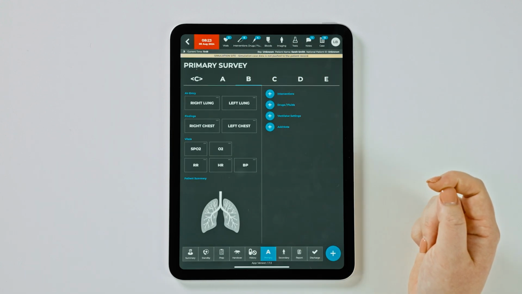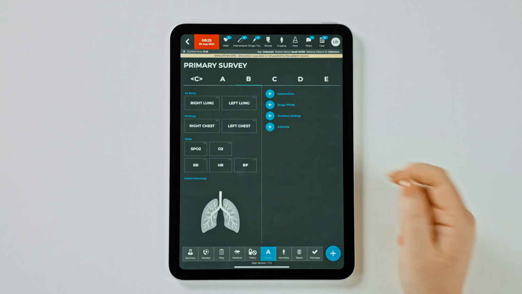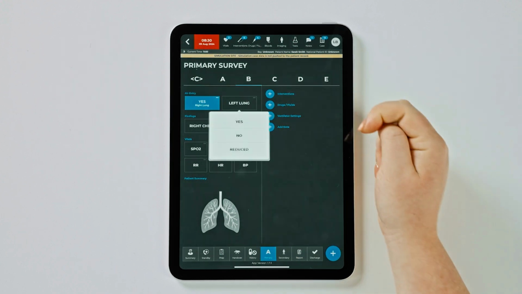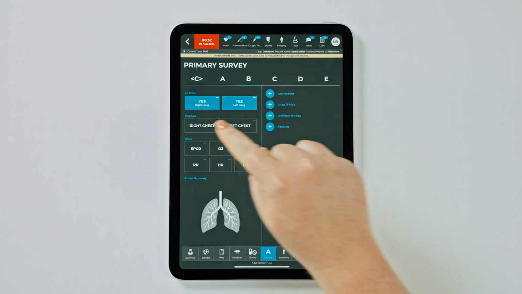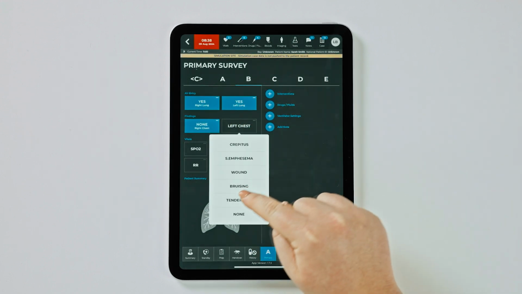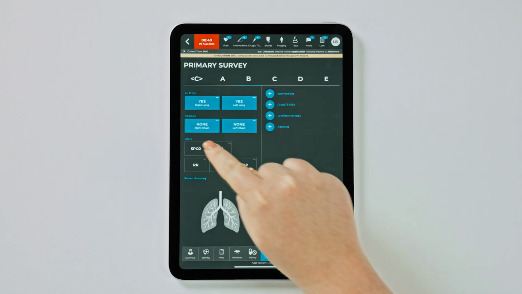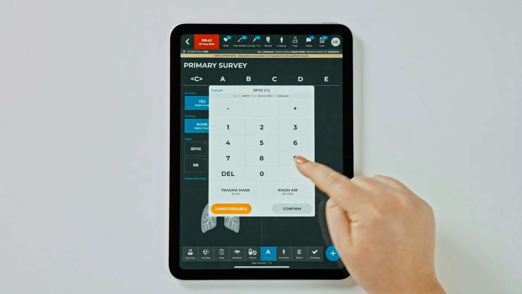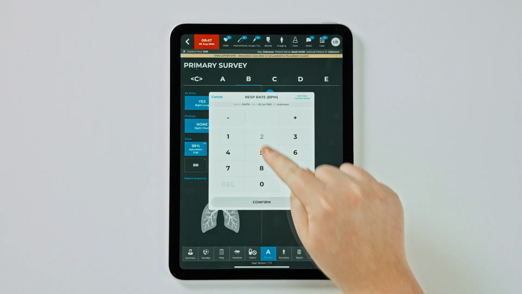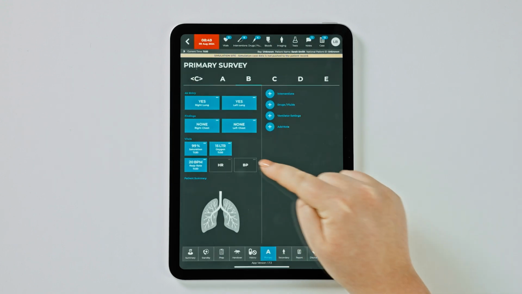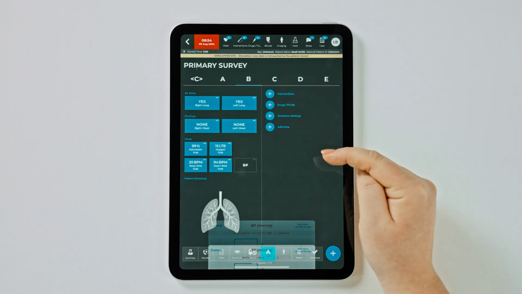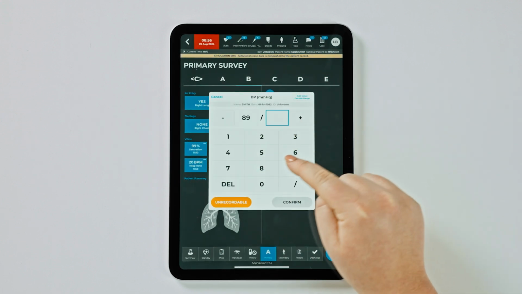The ED registrar makes an assessment of Sarah's chest. She has air entry on the right lung and air entry on the left lung. There are no obvious signs of wounds or bruising on either side of the chest. Her oxygen saturations remain at 99%. Her respiratory rate is 20 breaths per minute. Her heart rate is 94 beats per minute, and her blood pressure is 89/50.